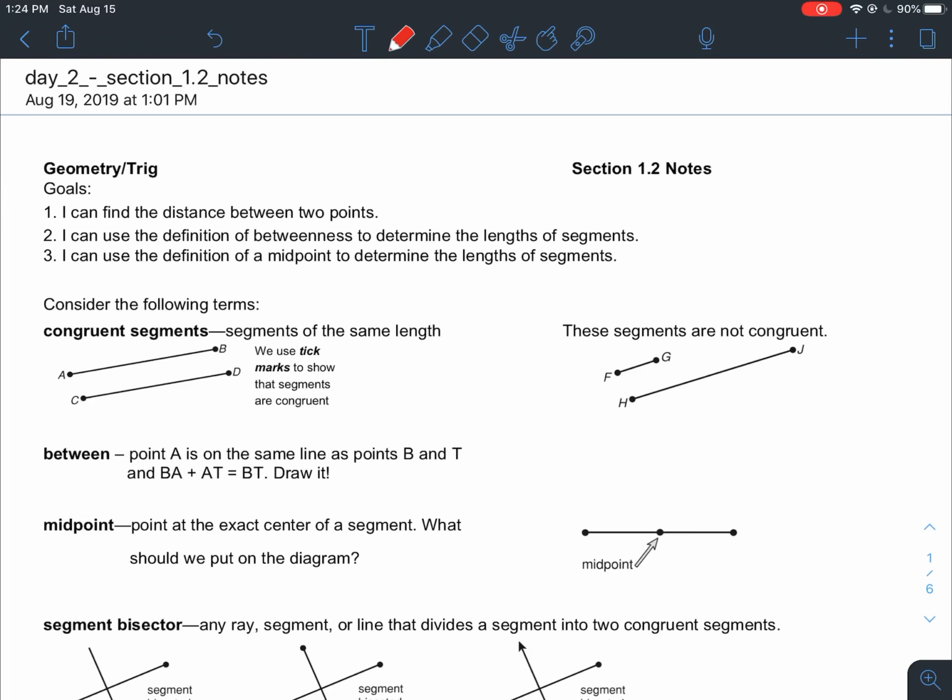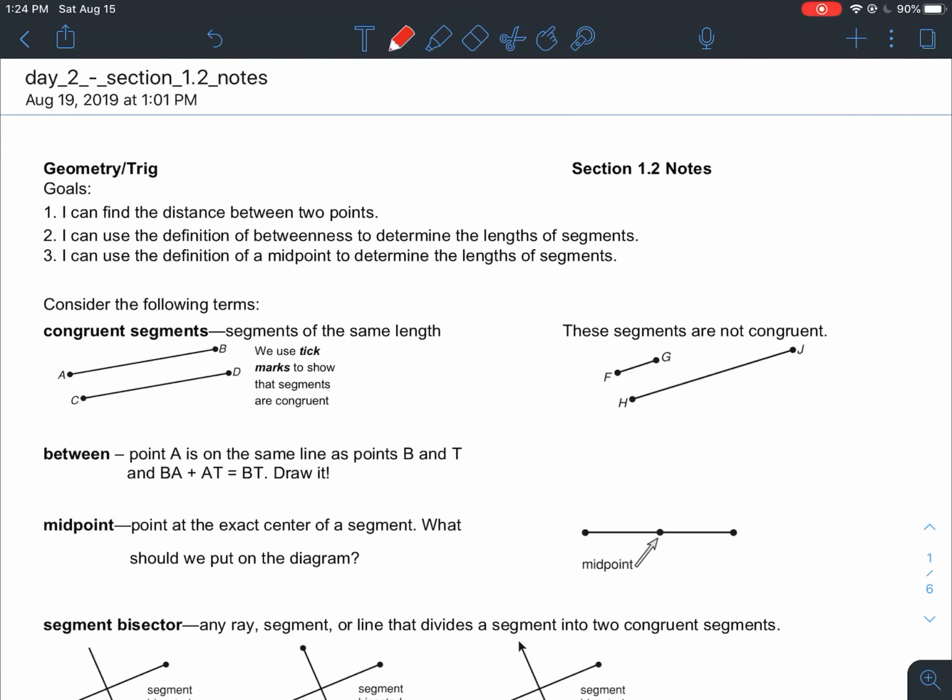So let's get started with section 1.2, again called congruent segments. You see your goals listed at the top there. A lot more vocab again today, and a couple new types of problems that we'll take a look at later on. So first, this new word called congruent.